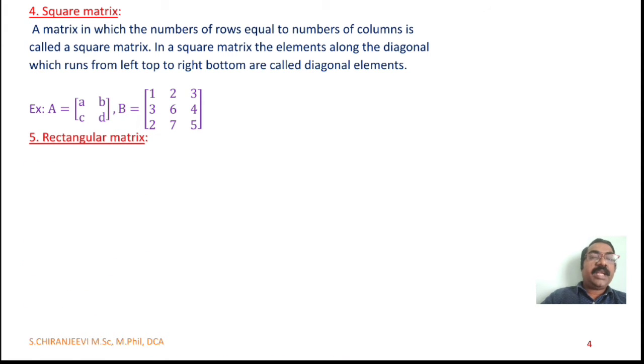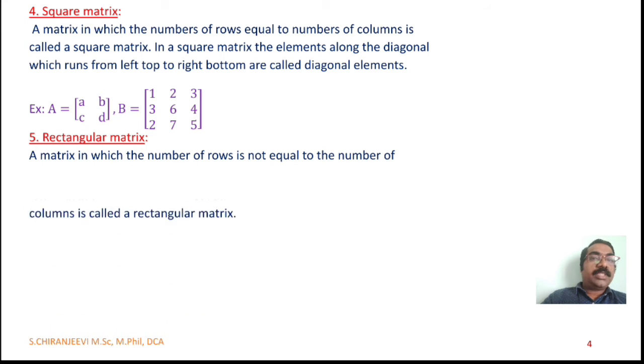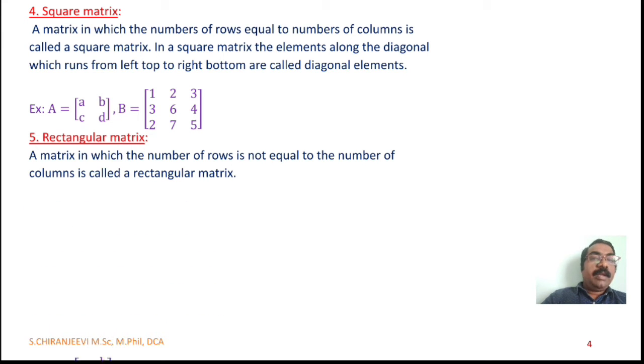Fifth one, rectangular matrix. A matrix in which the number of rows is not equal to the number of columns is called a rectangular matrix. Example: A, B, D, C, C, A, which is in the form of 3 cross 2. If the number of rows not equal to number of columns, we call it as rectangular matrix.